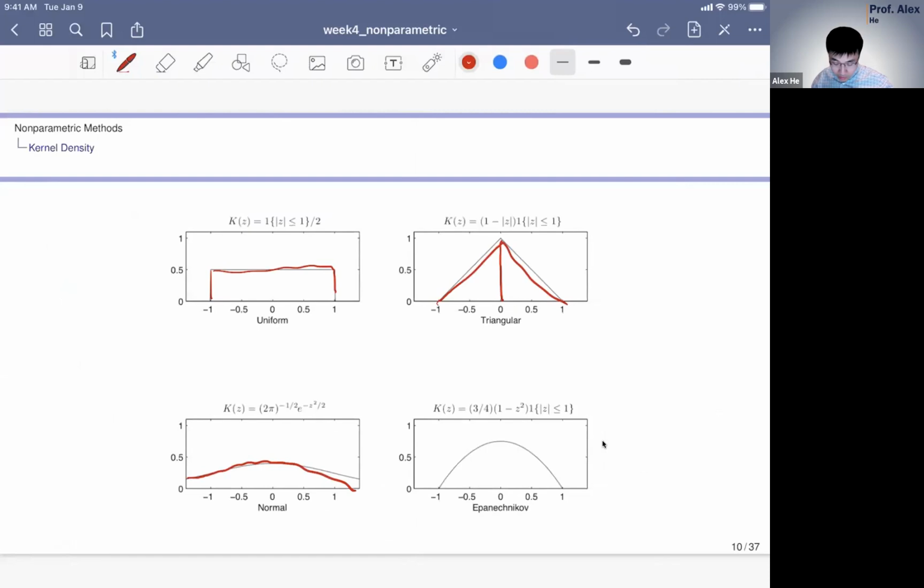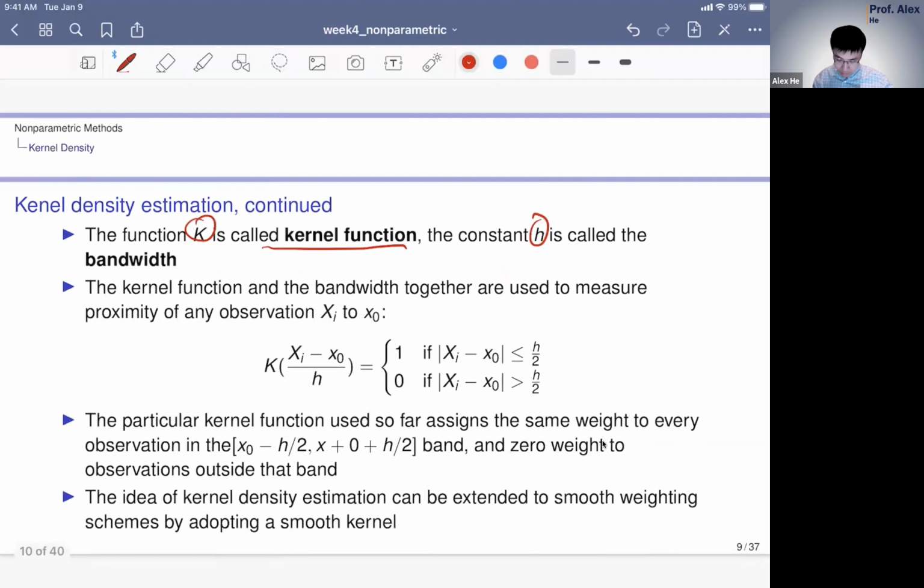They're all kind of similar. As you can see later, also in our exercise, the functions that you choose don't matter too much. Usually they will give you very similar results. But the thing that does matter a lot is the h, okay? And the h basically decides how smooth the function is.